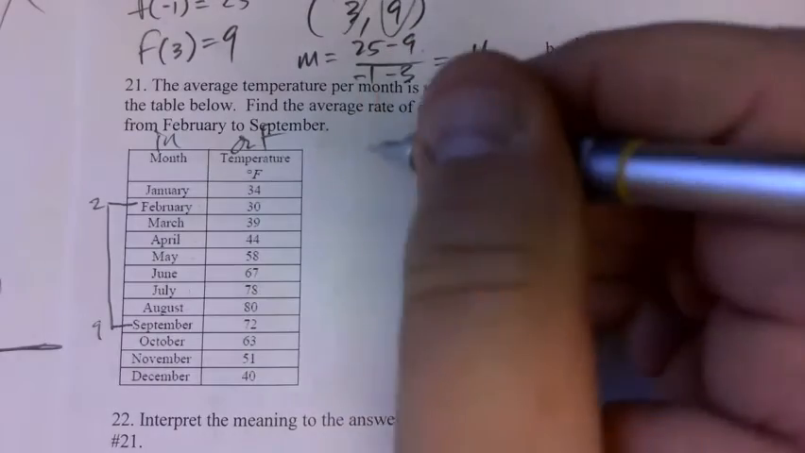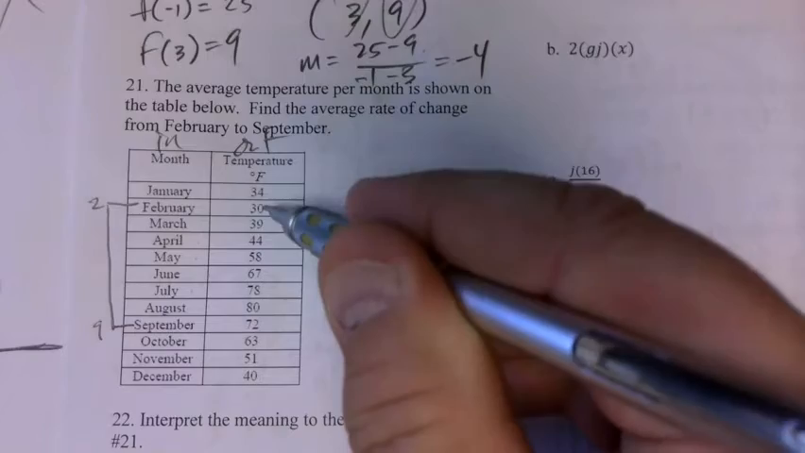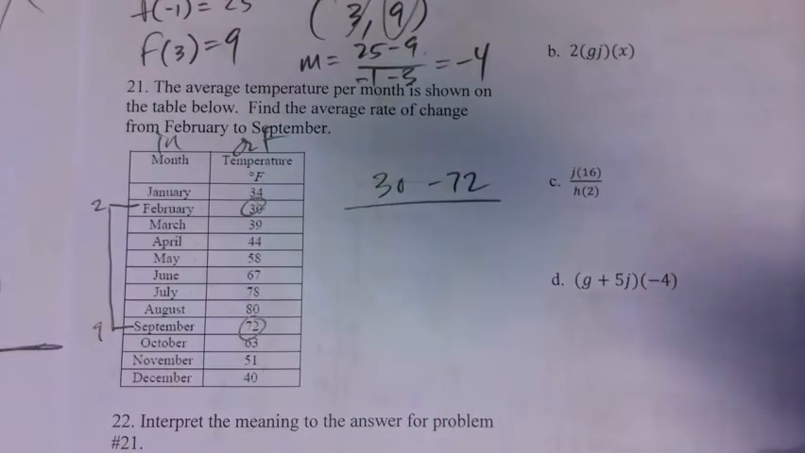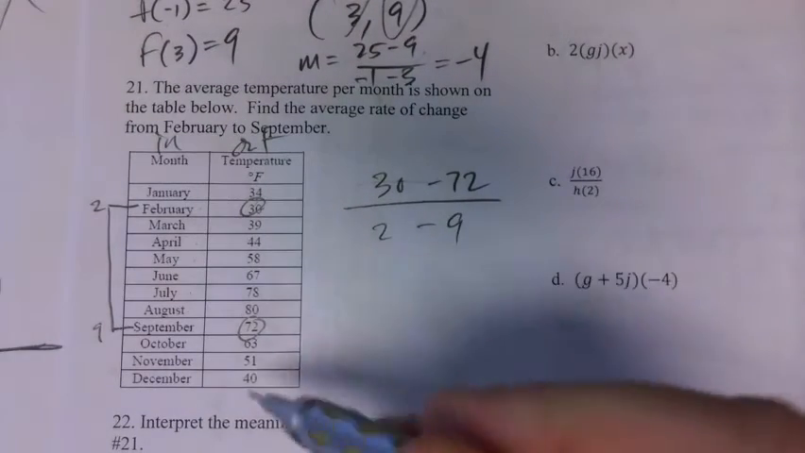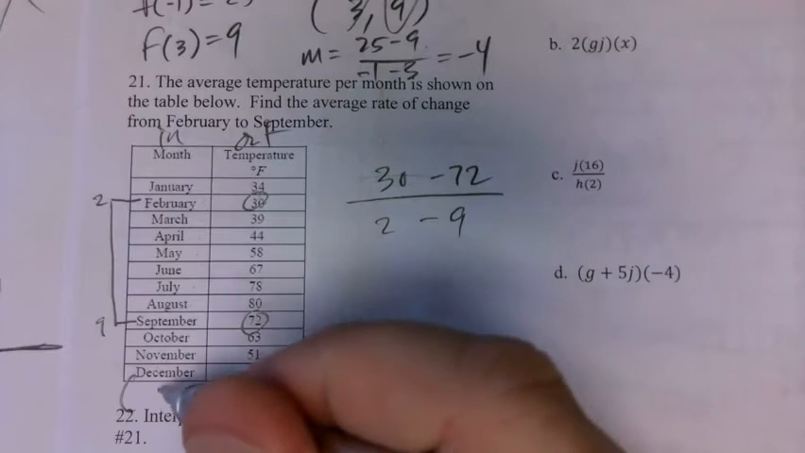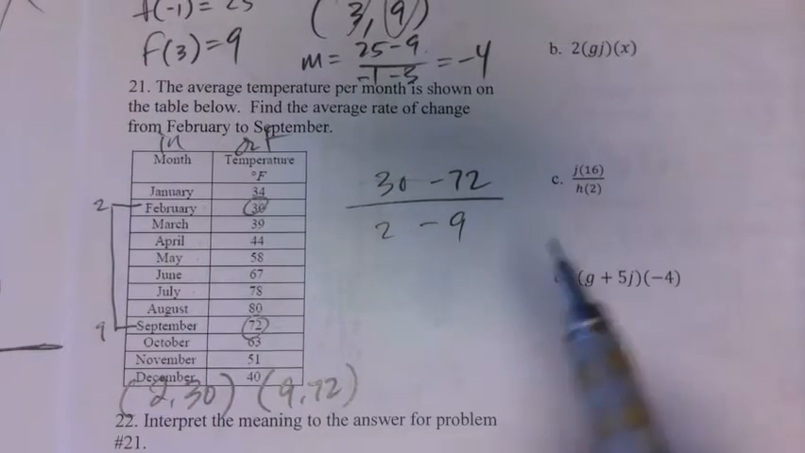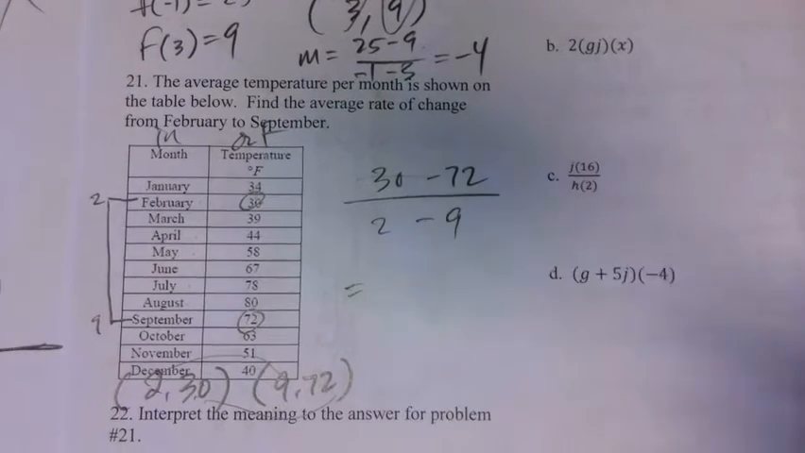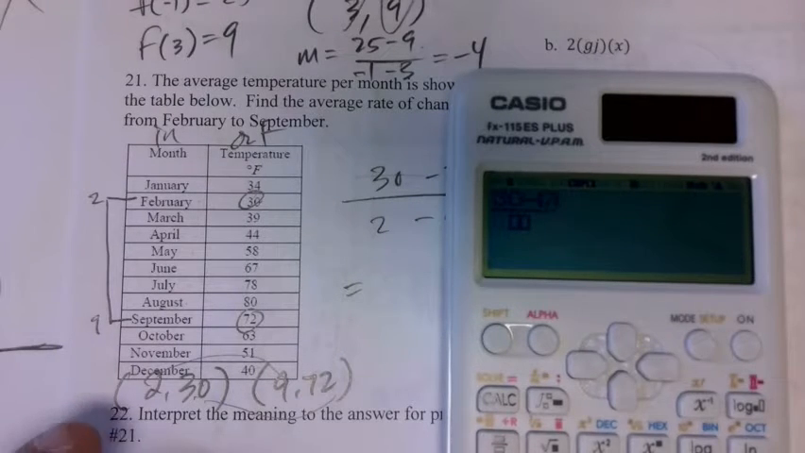Okay. So what I'm going to do is I'll do the change in the outputs where this is 30 right there. And it's 72. So I go 30 minus 72. And I would go 2 minus 9 because the 30 is paired up with the 2. Because really, I have the points here 2, 30 and 9, 72. So if I go 30 minus 72 on the top, I got to do the same order on the bottom. 2 minus 9. 30 minus 72 all over 2 minus 9 is 6.